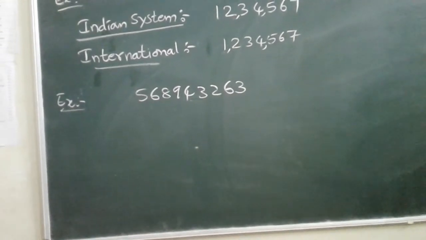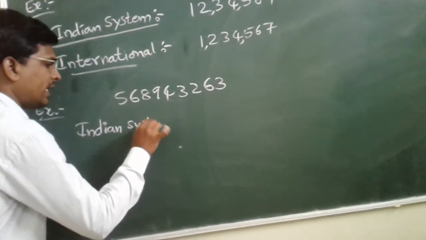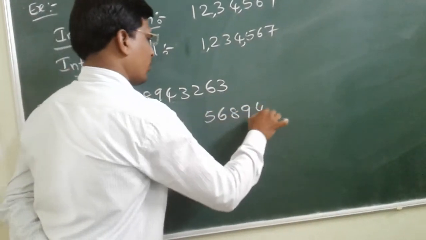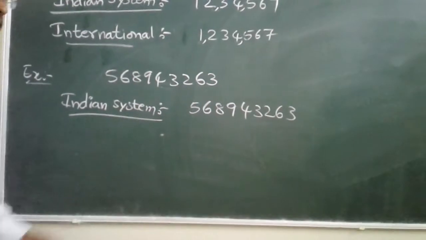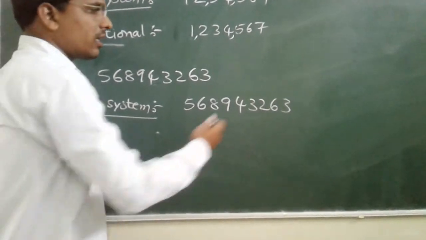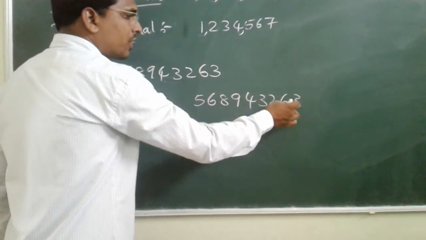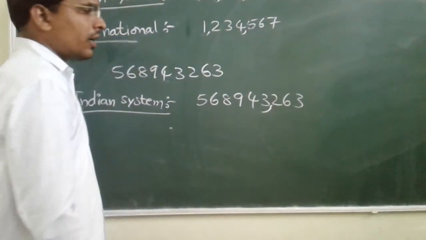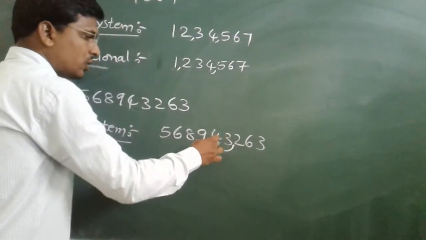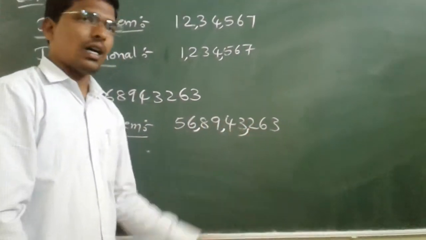In the same way, I am taking one more example. This is the question, in the Indian system. How do you put commas here? Write the number 5 6 8 9 4 3 2 6 3. Keep the comma after the first 3 digits from the right hand side. After 3 digits we keep a comma here. Next, after every 2 digits, 1 2 comma 1 2 comma 5 6. This is the way of putting commas in a big number.